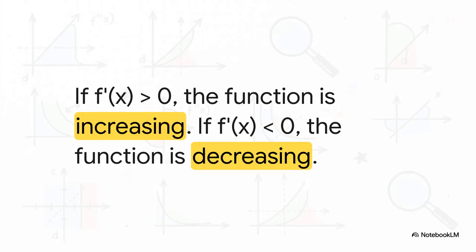So this is the fundamental rule for our entire investigation. The derivative is really just the slope of the curve. So if that derivative, f prime of x, is positive, that means the slope is positive and our graph is climbing. If it's negative, the slope's negative and our graph is falling. It's a really simple but incredibly powerful key to the first part of our puzzle.